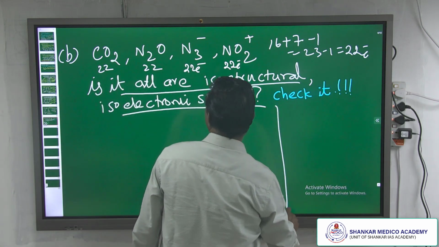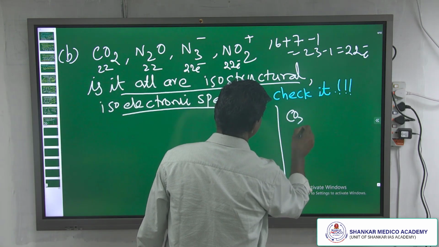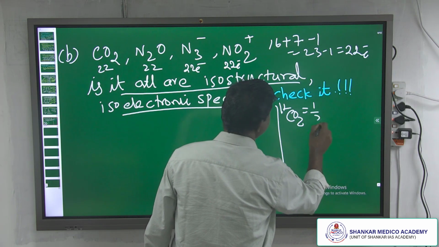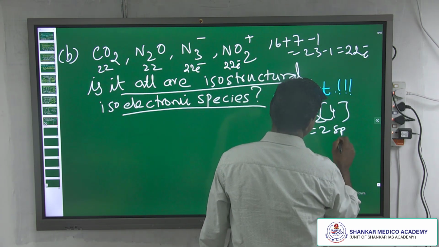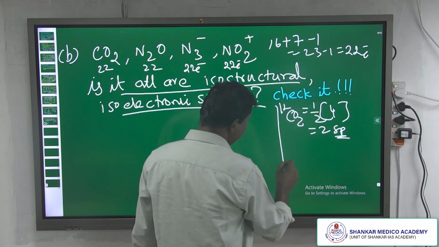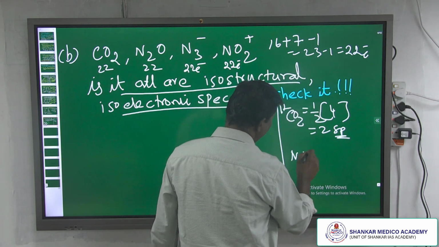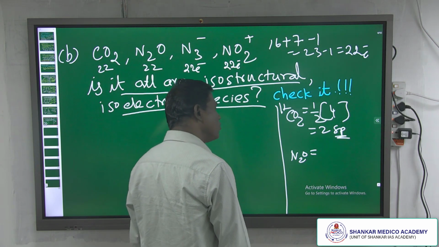So these are all isoelectronic species, but we have to check whether they are isostructural or not. Of course, CO2 hybridization is 1 by 2, 4, this is sp hybridization. And you can check here N2O. How do you check the hybridization of N2O?